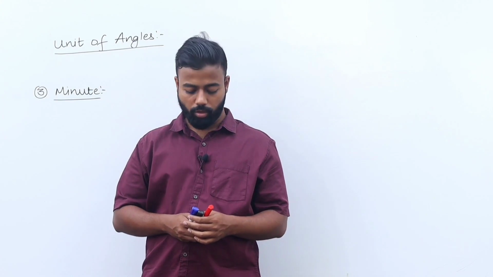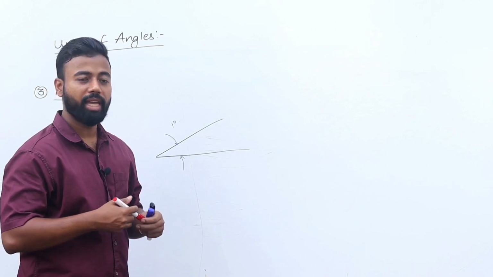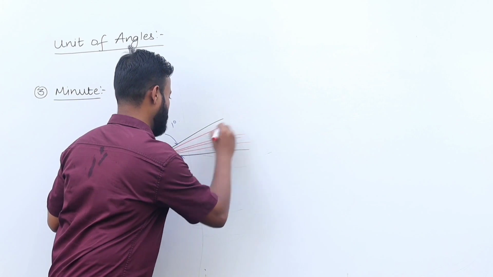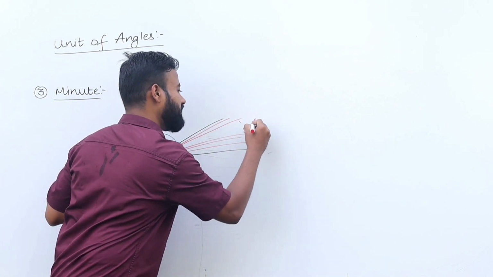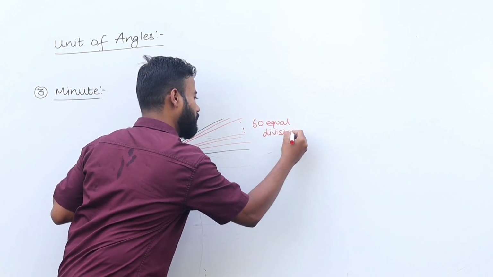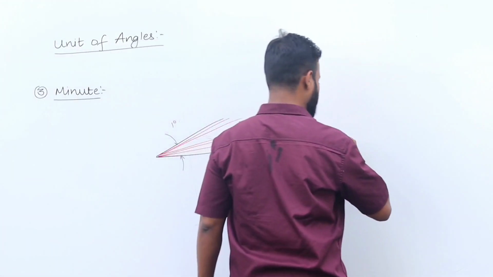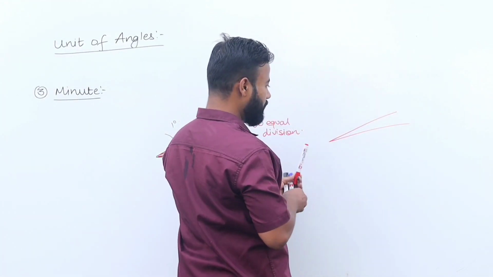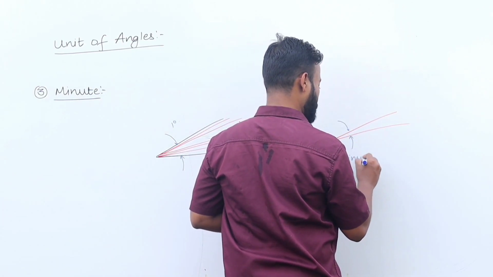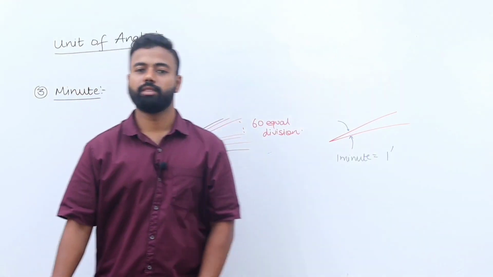Let's look into the second unit of angle, that is minute. Suppose this is the zoom diagram of 1 degree. Now suppose I make 60 equal divisions, 1, 2, 3 up to 60. This is 1 degree, and I have made 60 equal divisions. If I take two consecutive lines, then the angle made between these two lines is called 1 minute. For convenience, we write 1 minute as 1 dash. I hope this is clear.